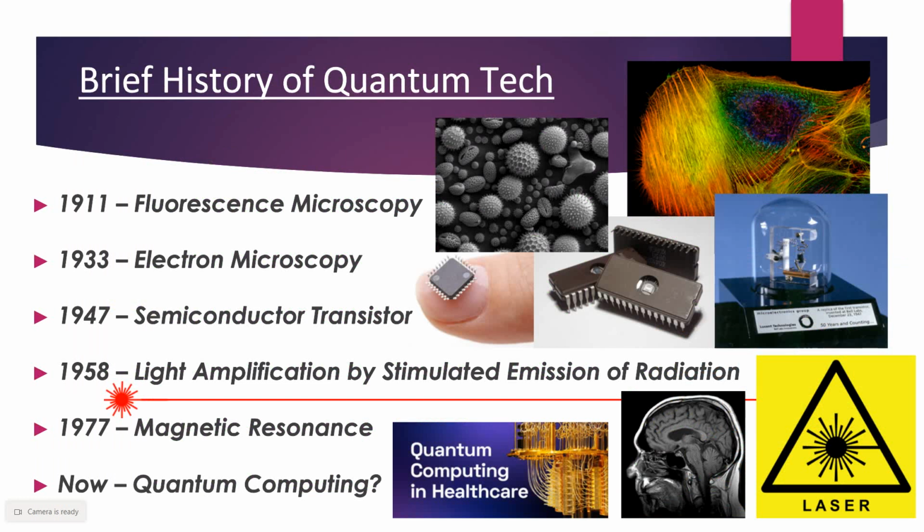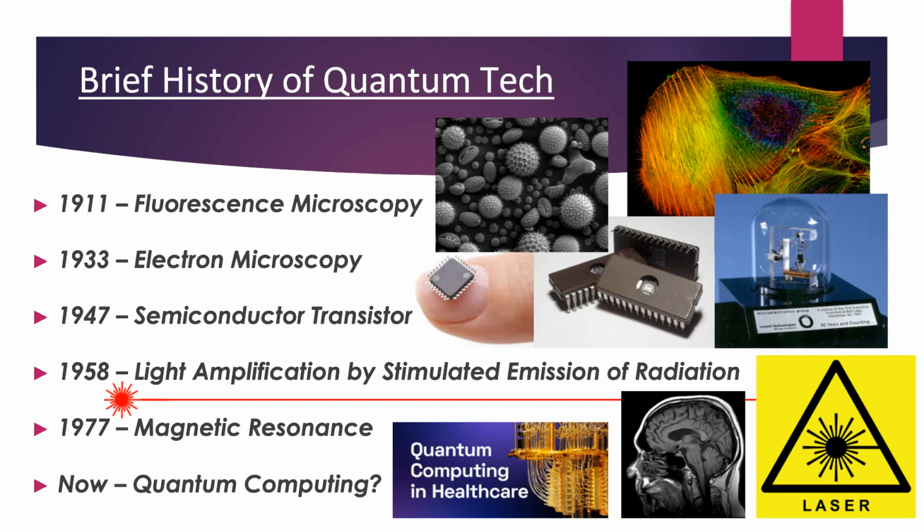Let's look at some history of quantum mechanics, in particular quantum technology. In 1911, fluorescence microscopy was developed, allowing us to see many of the structures inside of cells. By 1933, electron microscopy had been invented, allowing us to see beautiful electron microscope images of, for example, the pollen grains you see in the picture in black and white near the center of the slide. By 1947, semiconductor technology had been developed, which of course we know in the computers, laptops, and cell phones that enable practically every aspect of our technological lives today.